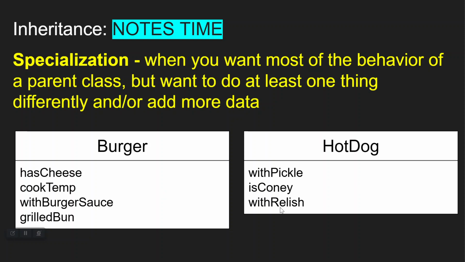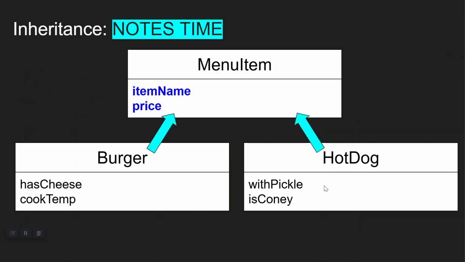Over here, I might add with relish as, again, another instance variable. There are all kinds of different ways that I could modify and specialize the burger class and the hot dog class, now that they are subclasses of menu item.